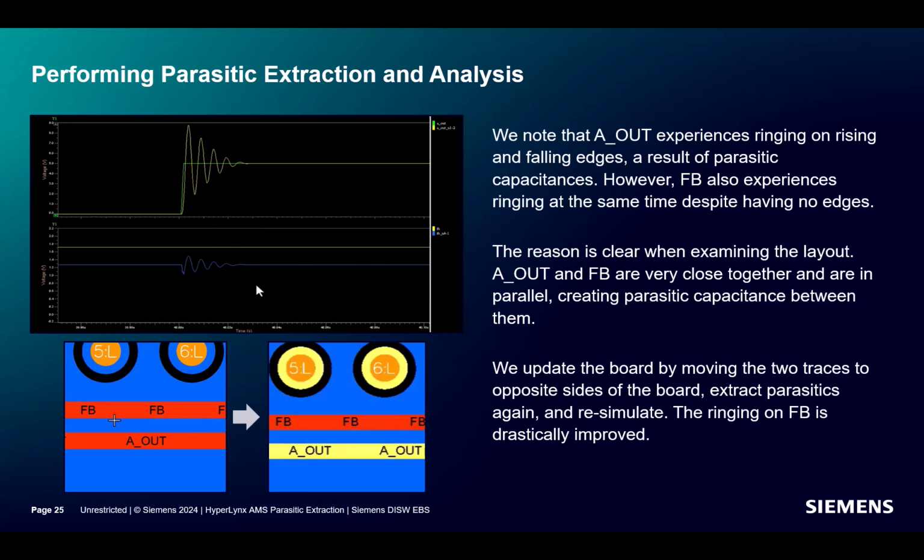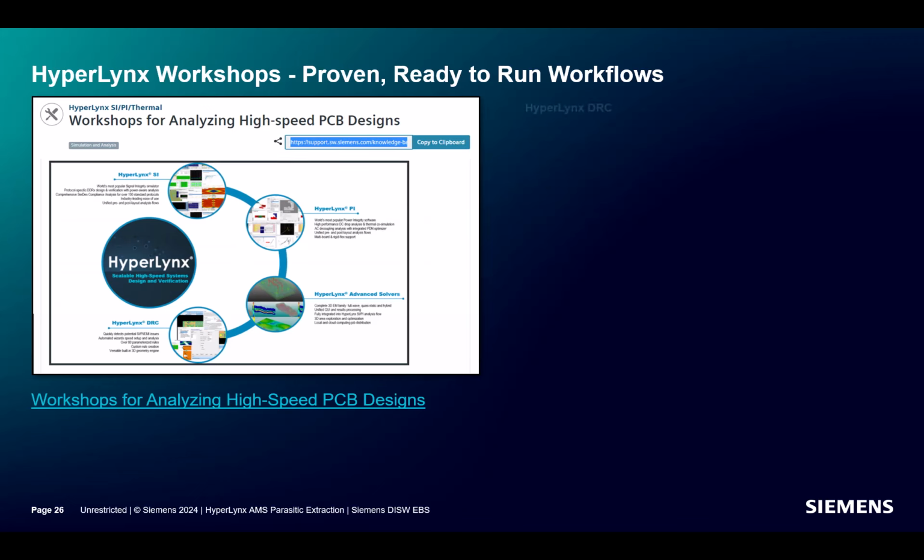We can see that Hyperlinks AMS, with Hyperlinks Advanced Solvers integration, is an efficient and accurate tool for performing parasitic extraction. It allows us to anticipate parasitic effects during the simulation phase rather than after board fabrication, greatly reducing the time and money spent on a design.